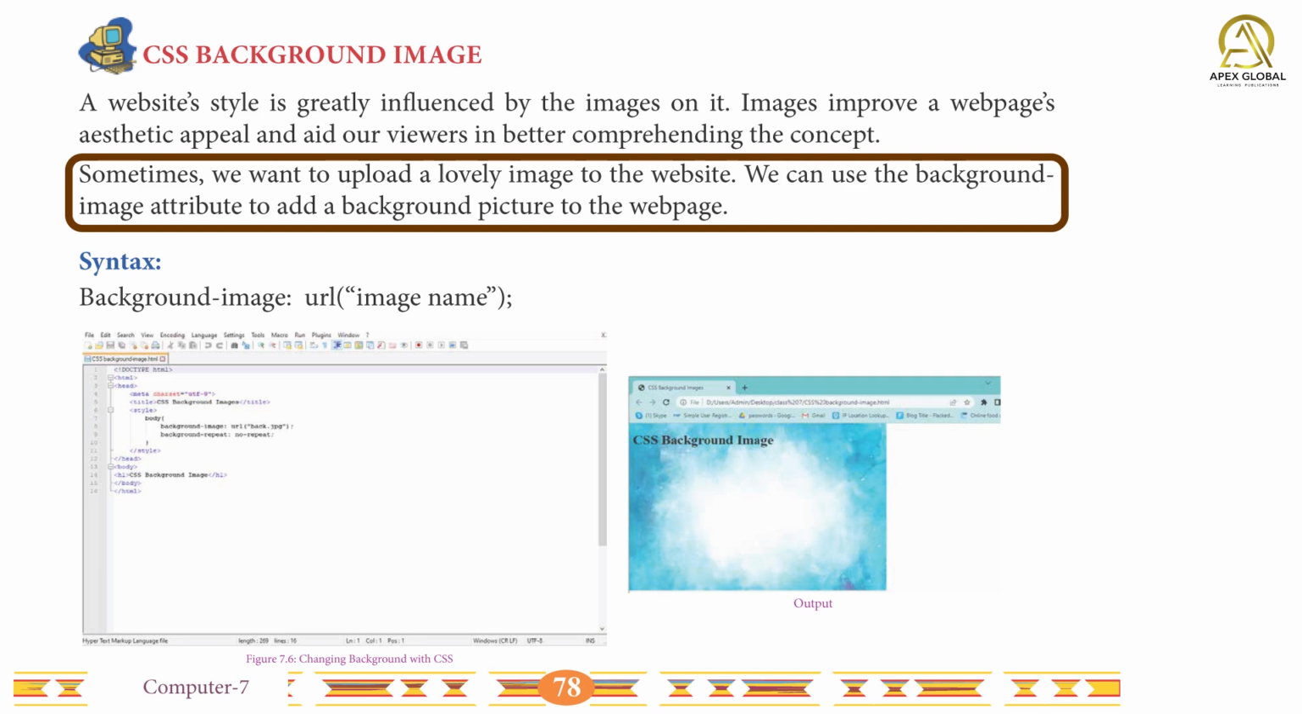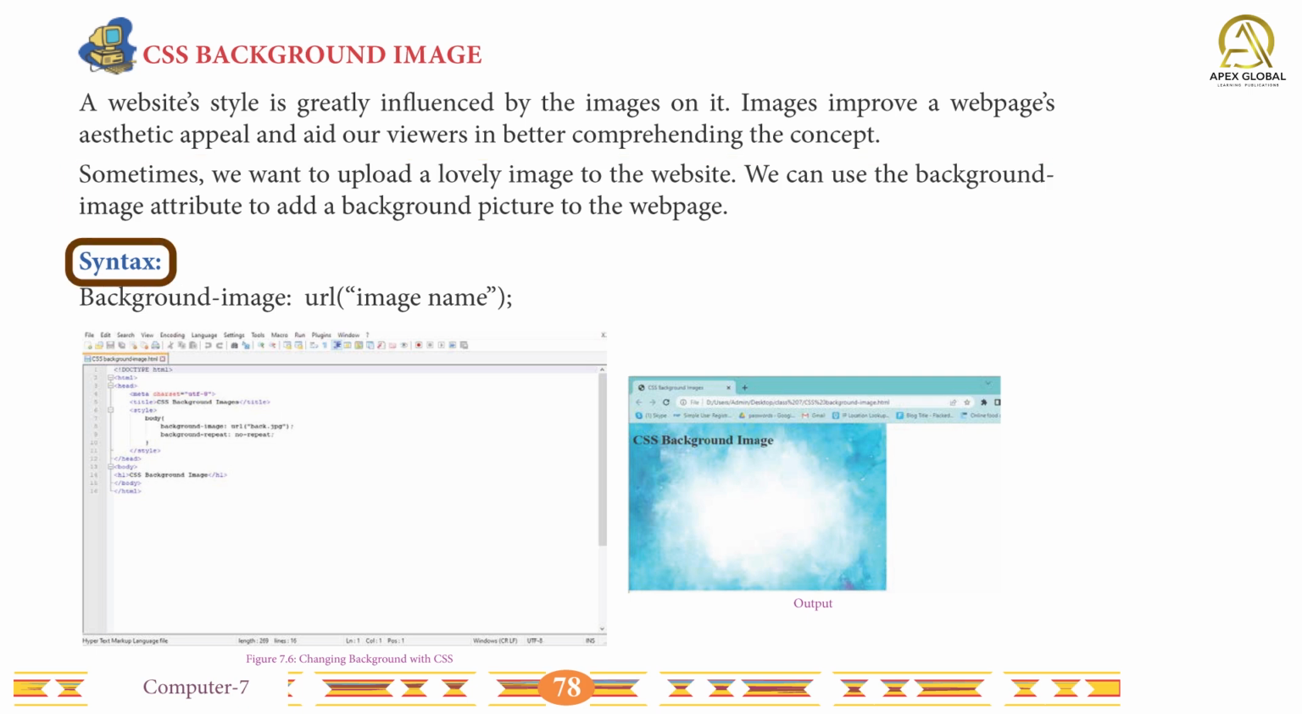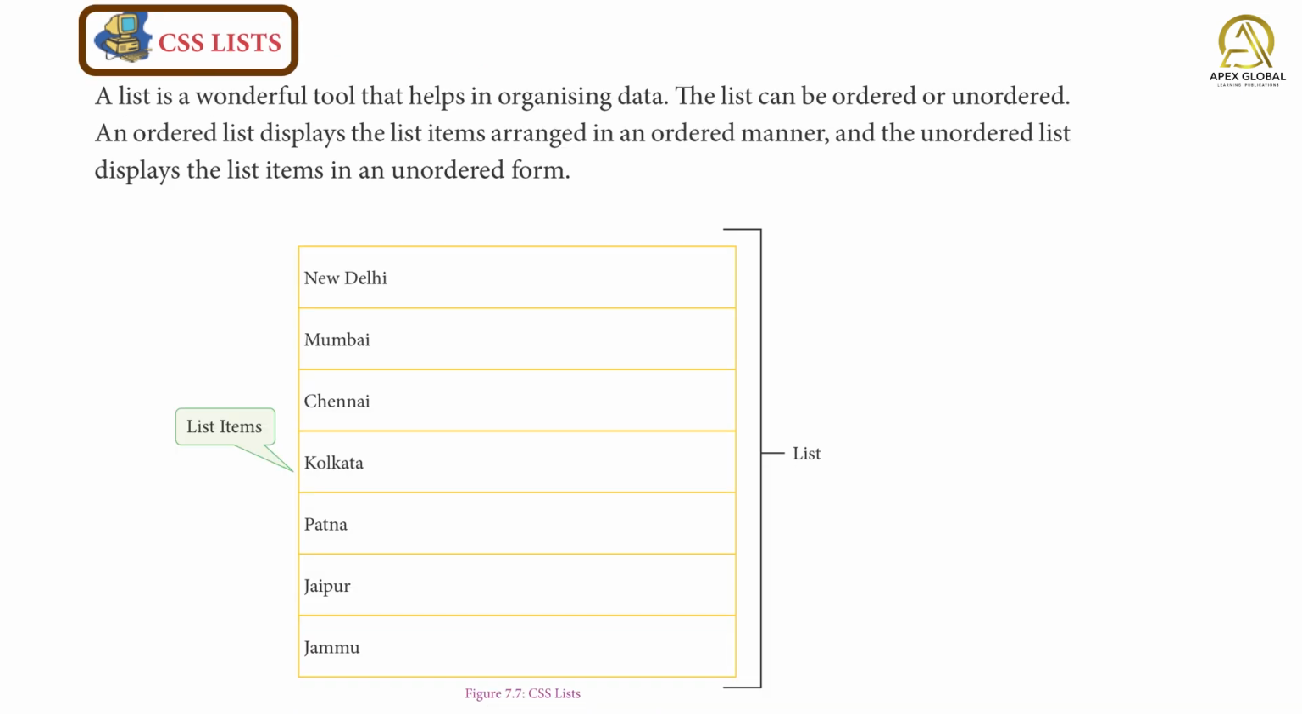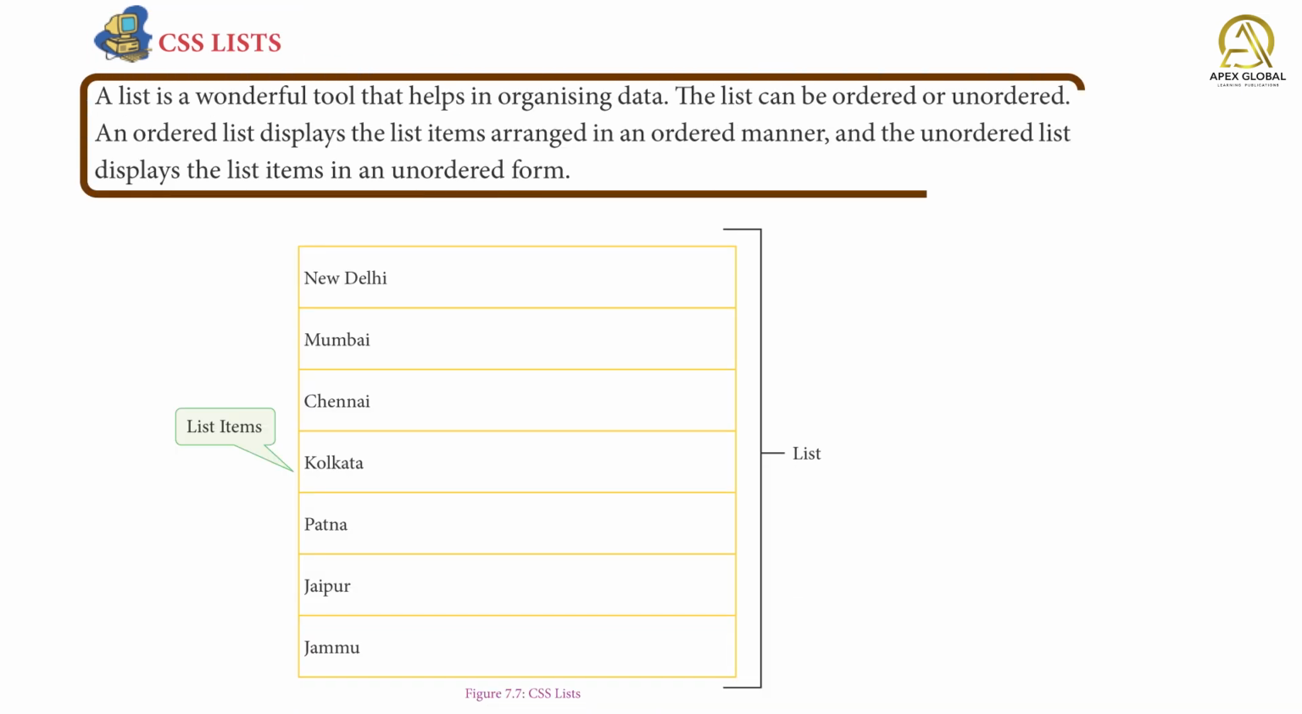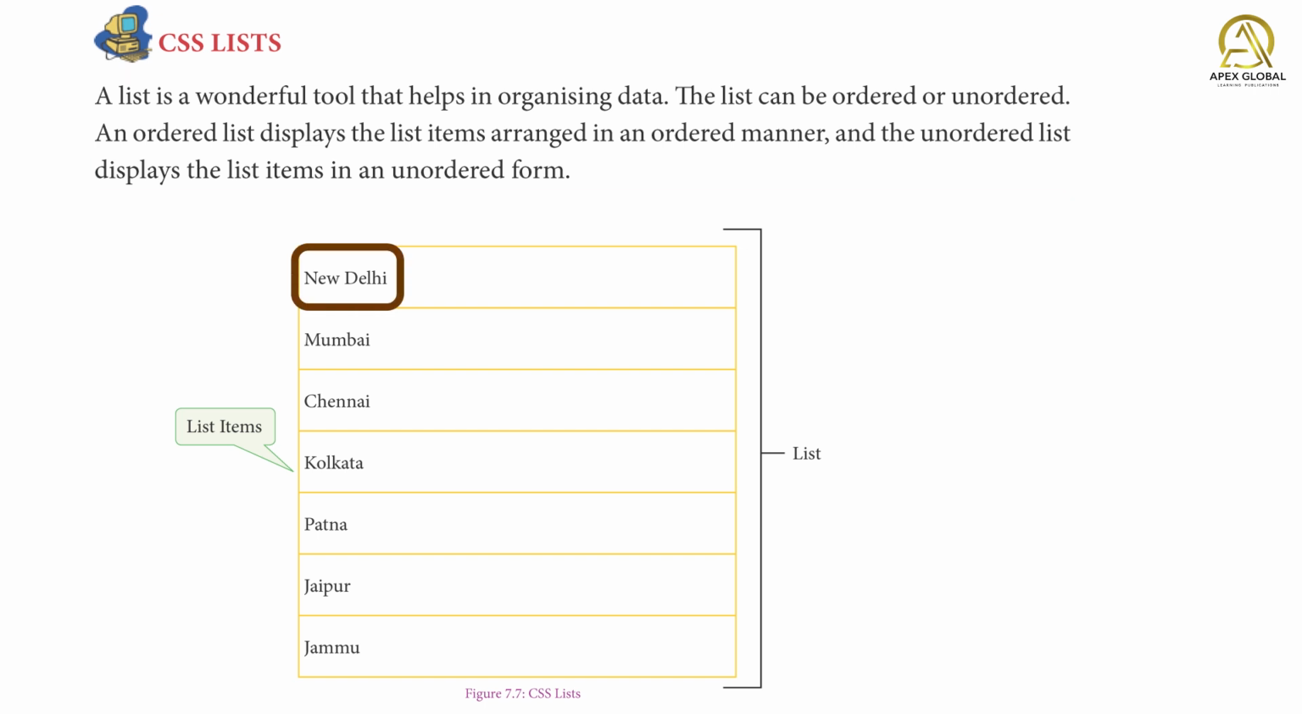We can use the background image attribute to add a background picture to the web page. Syntax: background-image: url(image name). CSS list. A list is a wonderful tool that helps in organizing data. This list can be ordered or unordered. An ordered list displays the list items arranged in an ordered manner, and the unordered list displays the list items in an unordered form. New Delhi, Mumbai, Chennai, Kolkata, Patna, Jaipur, Jammu.